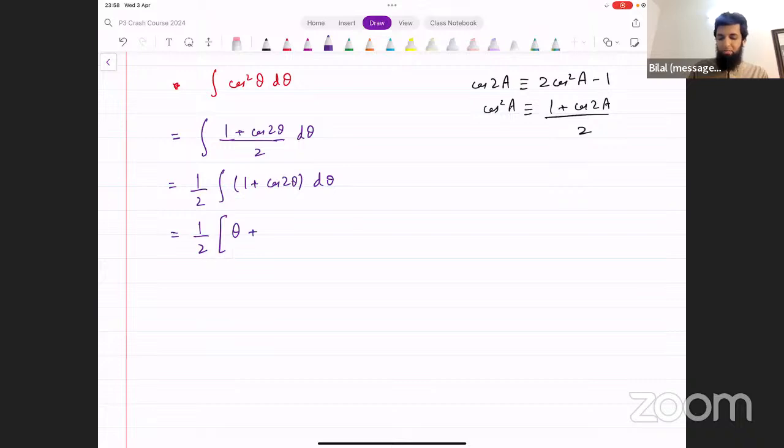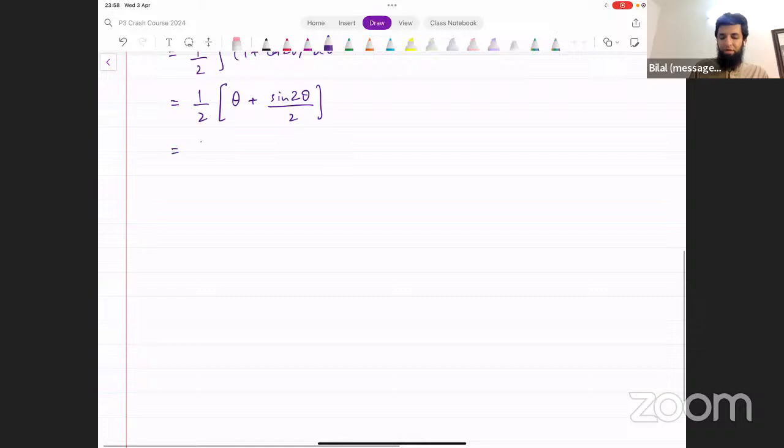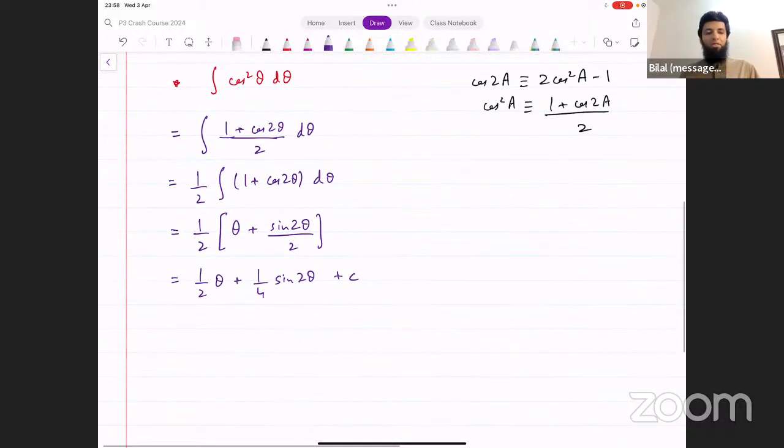Okay, so it becomes theta plus integration of cos 2 theta. What's that? That's sine of 2 theta divided by 2. That's the integration. Now you could simplify this. 1 over 2 theta plus 1 over 4 into sine of 2 theta plus c. That is how you integrate cos square theta. So both sine square and cos square, they're integrated using the double angle identity for cos. Again, you will not get a hint for this in the exam. You will need to remember this, that this is the identity that you have to use for this.